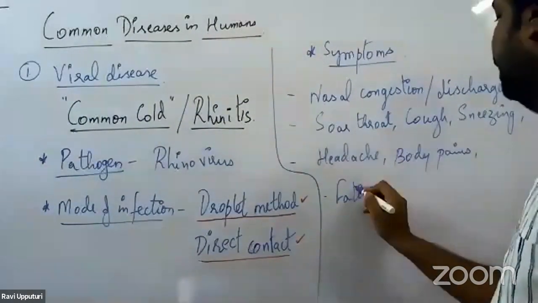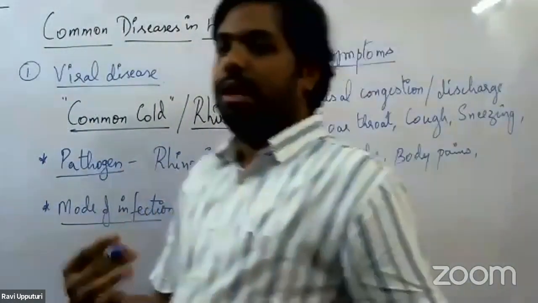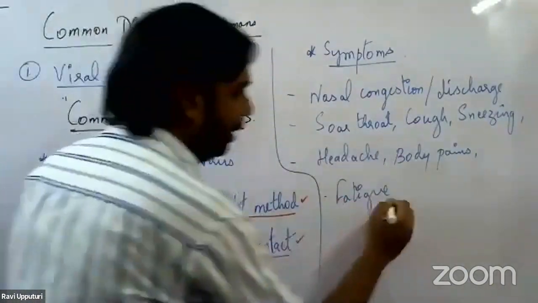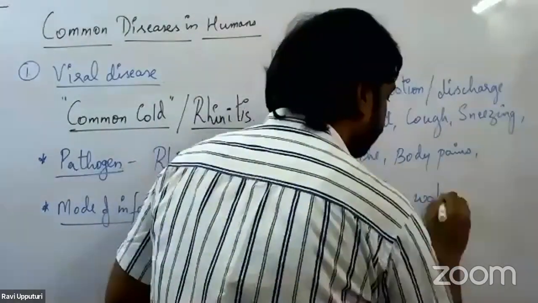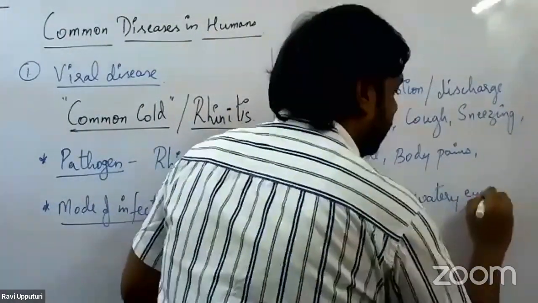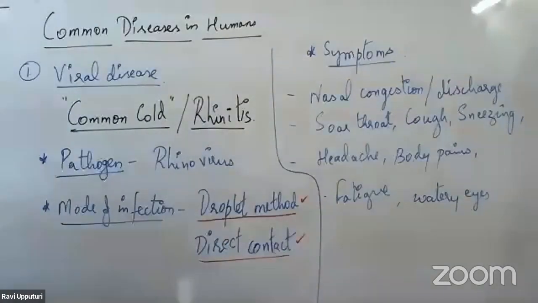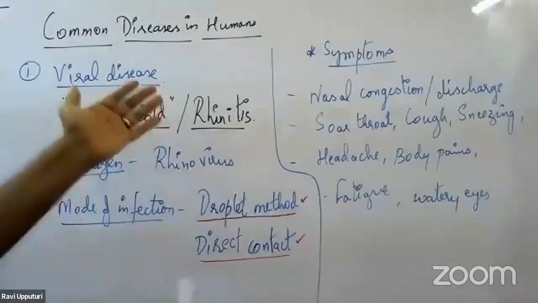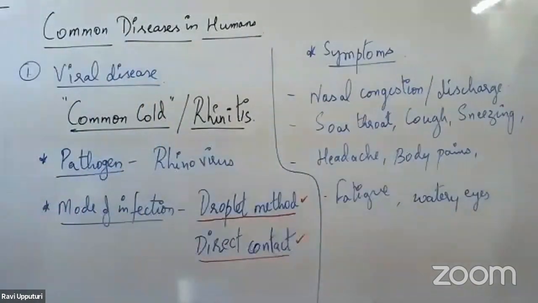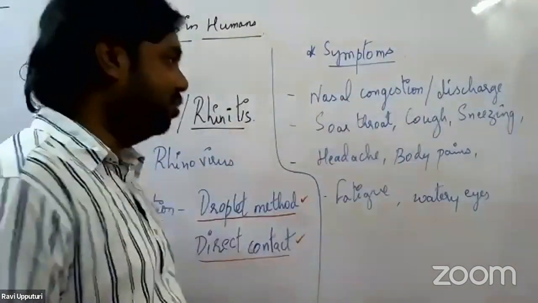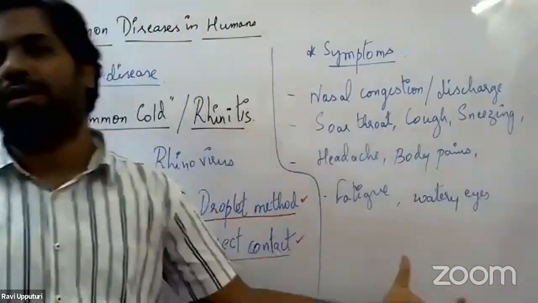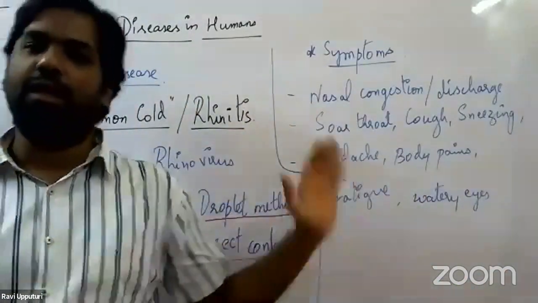So what do we mean by fatigue? Fatigue is nothing but tiredness, right? A person would be exhausted, overtired. Along with that, we can take up one more also, watery eyes. Eyes would become reddish, it would become watery, right? So these are some of the symptoms that are associated with this common cold. So it could be nasal congestion, nasal discharge, sore throat, cough, sneezing, headache, body pains, fatigue, as well as watery eyes, right? Some of the major symptoms associated with this.